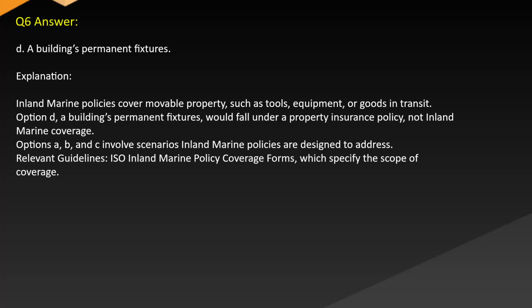Answer: D. A building's permanent fixtures. Explanation: inland marine policies cover movable properties such as tools, equipment, or goods in transit. Option D, a building's permanent fixtures, would fall under a property insurance policy, not inland marine coverage. Options A, B, and C involve scenarios inland marine policies are designed to address. Relevant guidelines: ISO inland marine policy coverage forms, which specify the scope of coverage.